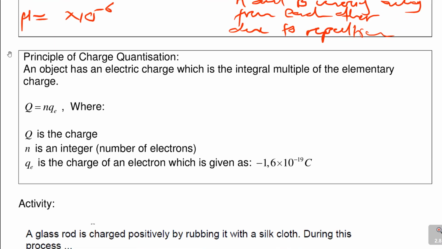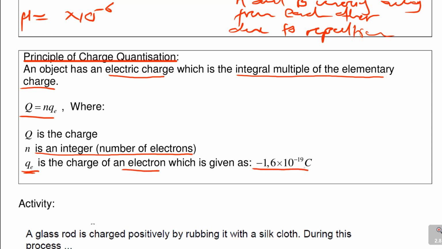Now, the next one is the principle of charge quantization. Very important principle again. They will also ask you to use the formula. It says an object has an electric charge which is an integral multiple of the elementary charge. Remember that. And the formula says Q is N times Qe, where Q is the charge, N is the integer or the number of electrons, and Qe is the charge of an electron, which is negative 1,6 times 10 to the power negative 19. This number you'll get in your formulas. So you look at the end of your paper, you find some formulas that will give you that number.